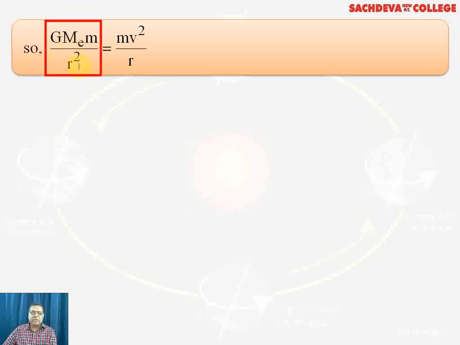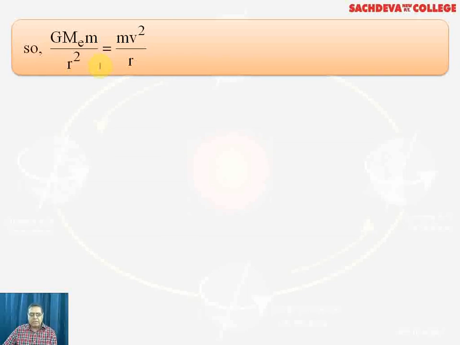But here the mass of Earth we are taking is Me. So the formula must be G Me m over r square, where G is the gravitational constant and its value is 6.67 times 10 to the power minus 11 in MKS units, and Me stands for the mass of Earth, and small m stands for the mass of the satellite moving around the Earth, and the distance of that satellite from the center of Earth is supposed to be r.